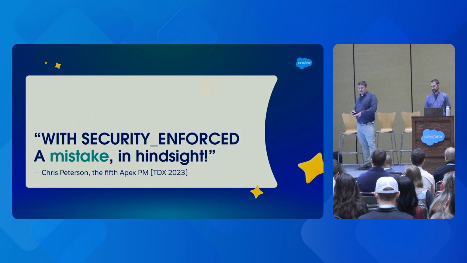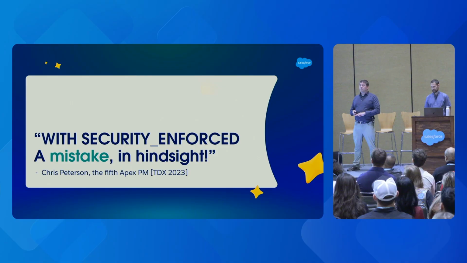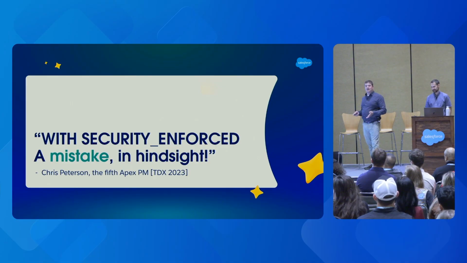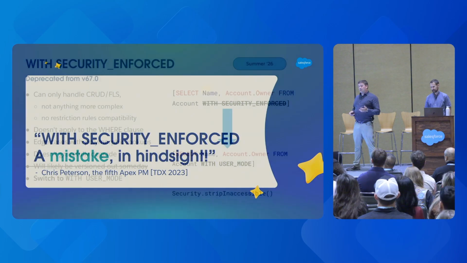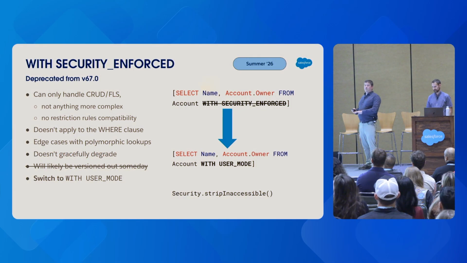Now, back in 2023, when we introduced with user mode, Chris Peterson, who was the product manager at the time for Apex, had this to say about the historic with security enforced. It was essentially a mistake. It made sense at the time, but we realized there was a number of shortcomings in it, which were superseded by with user mode. And so going forward in Summer '26, we're actually fully deprecating with security enforced. So if your class is version 67 or higher, and you try and compile using with security enforced, it will be rejected by the compiler. You'll get an error message telling you exactly that.